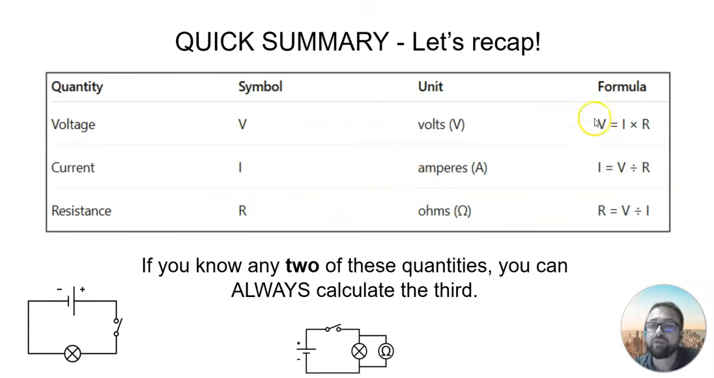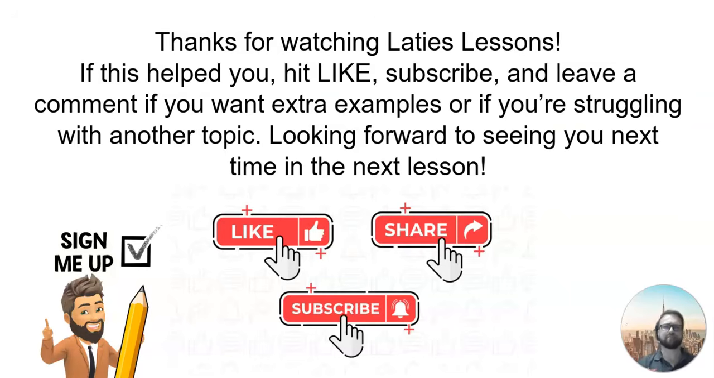Our formula: voltage is V equals I times R. Current is I equals V divided by R. And resistance is R equals V divided by I. If you know any two of these quantities, you can always work out and calculate the third. It is really as simple and easy as that.